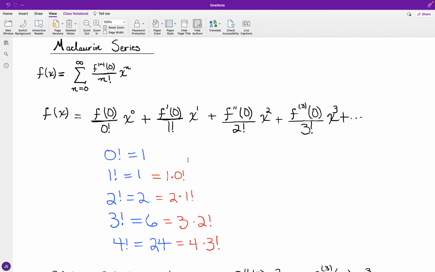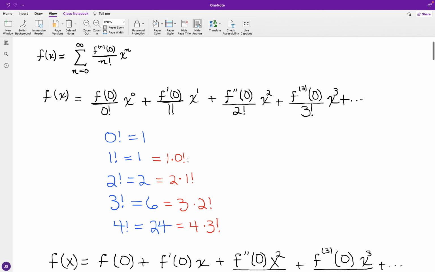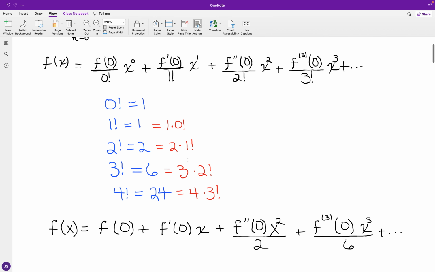Just as a sample of looking at Maclaurin series, again 0 factorial is 1, 1 factorial is 1, 2 factorial is 2, and so on. So we have f of x equal to f of 0 plus f prime of 0 times x, plus the second order derivative, f double prime of 0 times x squared over 2, plus a third order derivative times x cubed all over 6, and so on.